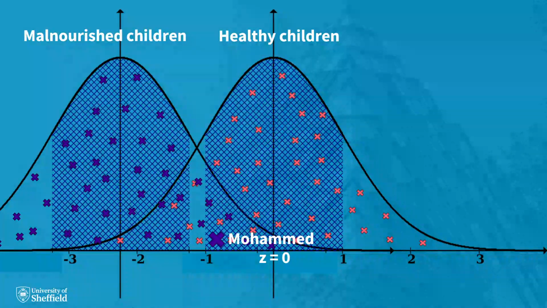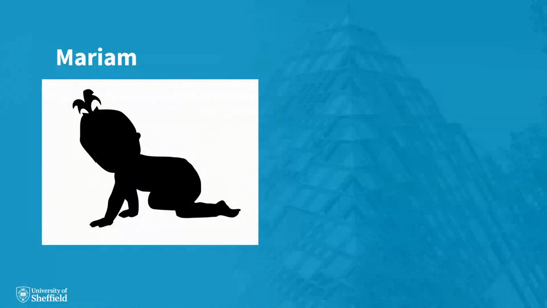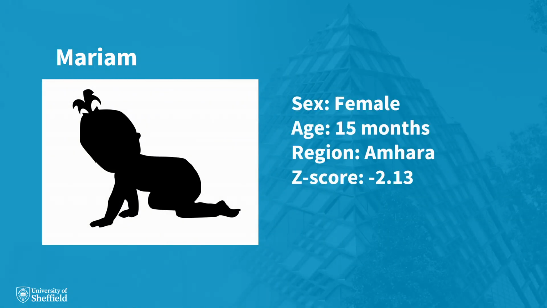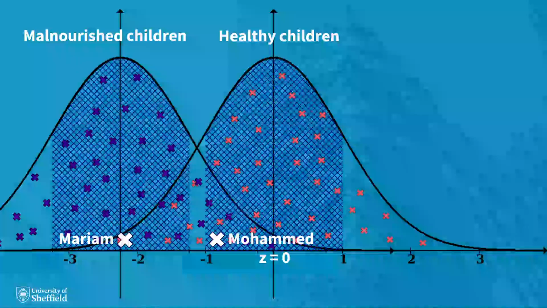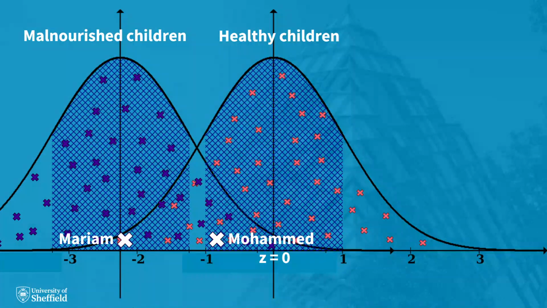Let's now take another child whom we call Mariam. We know that Mariam is a girl aged 15 months living in the Amhara region. Her height for age Z-score is minus 2.13, putting her here on the normal distribution. She's clearly less likely to come from the healthy population and more likely to come from the malnourished population than Mohammed. But is she sufficiently far enough to the left for us to reject the null hypothesis that she is a healthy and well-nourished child? Indeed, where is the cutoff?